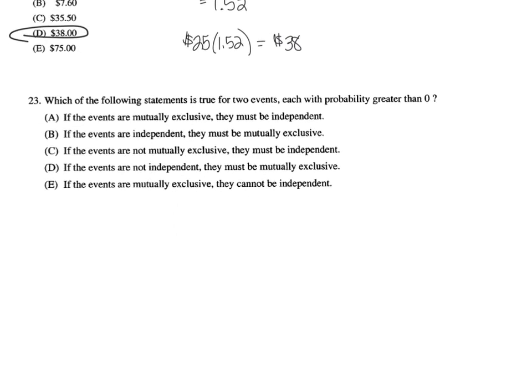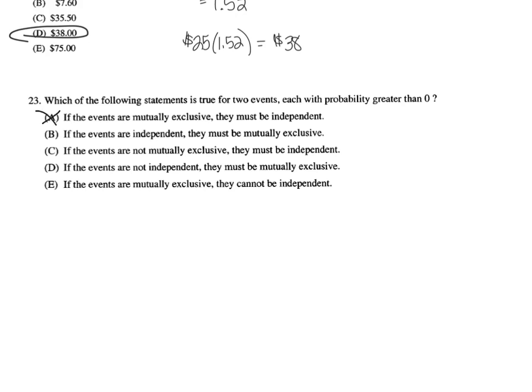Number 23, which of the following statements is true for 2 events, each with a probability of greater than 0? So if the events are mutually exclusive, they have to be independent. That's not true. If they're mutually exclusive, they do not have to be independent. Remember, independent means that they don't change the outcome of each other. Mutually exclusive just means they can't happen at the same time. So we could have one and not the other.